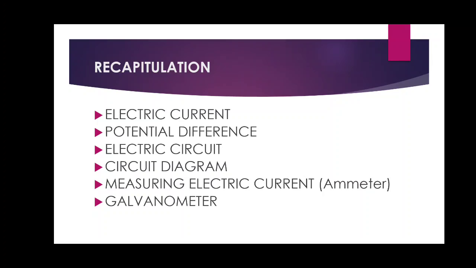In a very simple circuit we have four components, that is ammeter, bulb, battery and switch, which are connected in series. How to measure the electric current? When the switch is kept on, there will be a reading shown in the ammeter, and that reading shown in the ammeter will be the amount of current flowing through the circuit. And finally, the galvanometer. It is an instrument which is used to show the presence of current in a circuit.